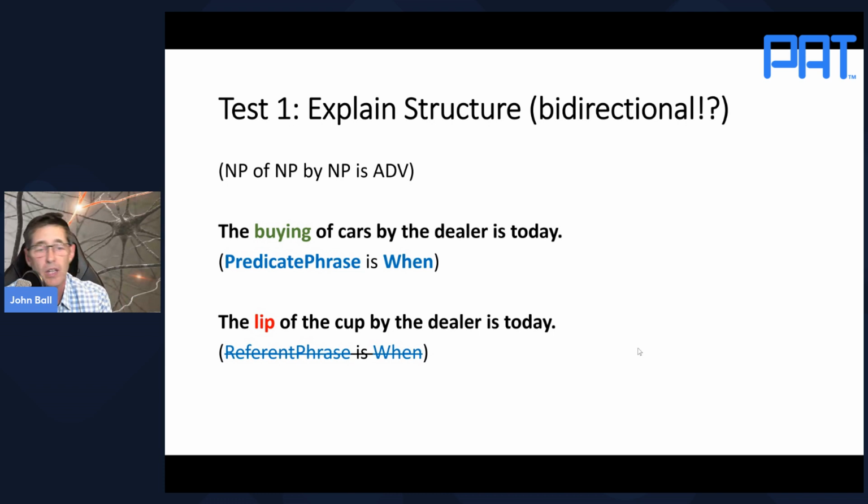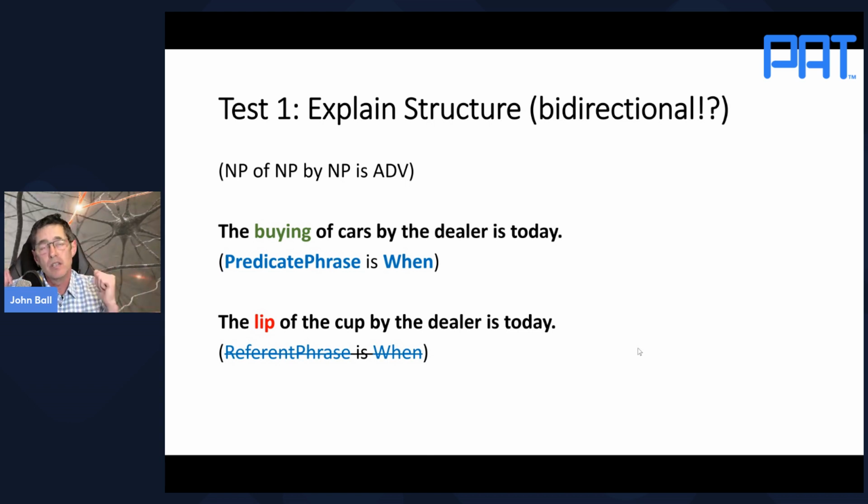But if we have a look at the next example, that's a referent phrase. It's about a cup. It's about the lip of a cup. We call them reference phrases because that can actually be more complex. The top one's a reference phrase in Role and Reference Grammar. But the lip of the cup by the dealer is today. Now, how can a cup be today? What does that even mean? So the second one doesn't make any sense, but the first one does, but it's the same structure.